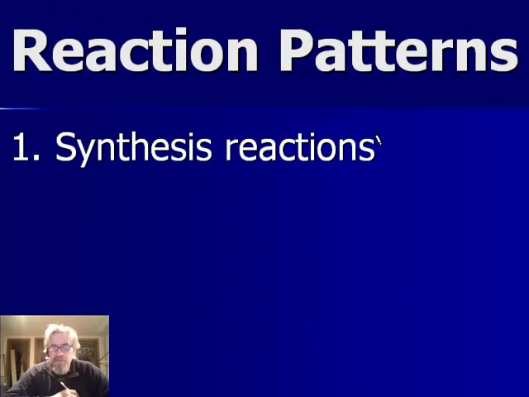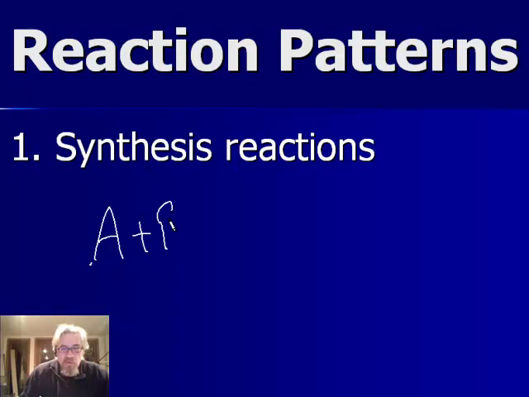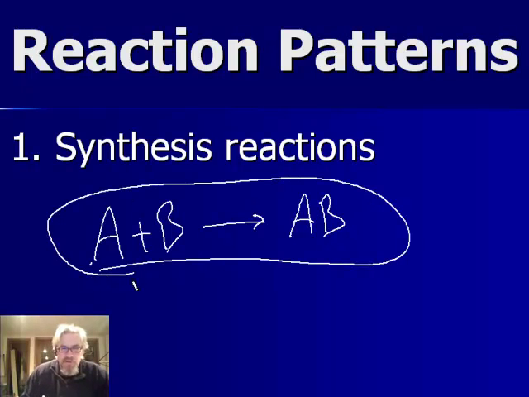There are 5 reaction patterns that we're going to look at in this class. One is called synthesis reactions. Synthesis reactions have this general characteristic. You start out with 2 or sometimes more reactants, and you end up with a single product. And this is the kind of generic equation for a synthesis reaction. Start out with 2 things, and you synthesize or create one product.